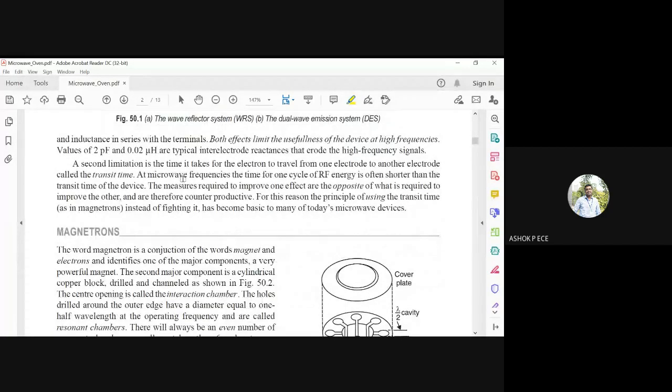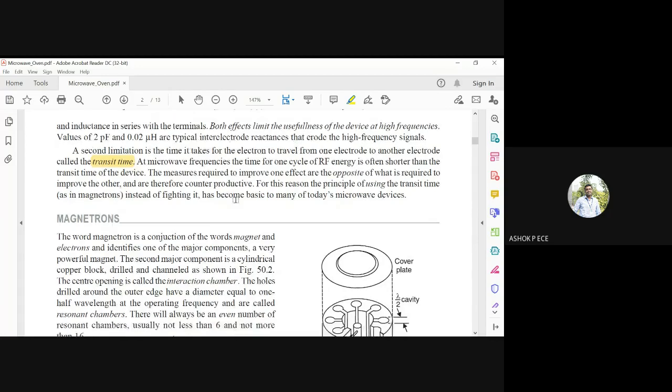The reason for using these microwave devices is transit time. The transit time is the time taken by the electron to travel from one electrode to another electrode. This transit time is going to be very, very fast in a microwave oven. That is the reason why we have a high frequency microwave.